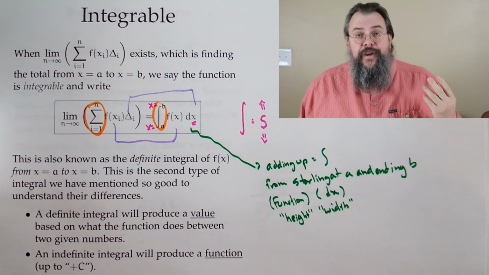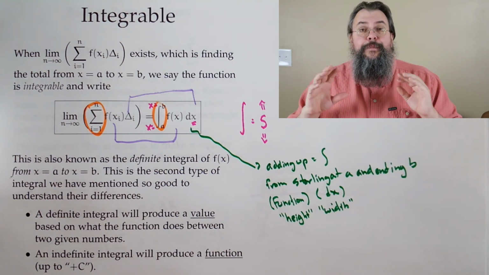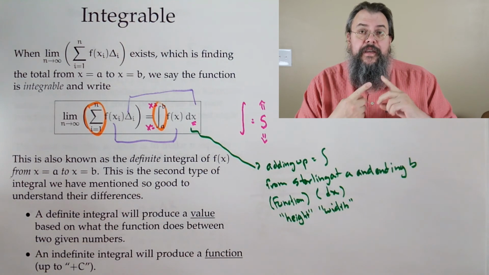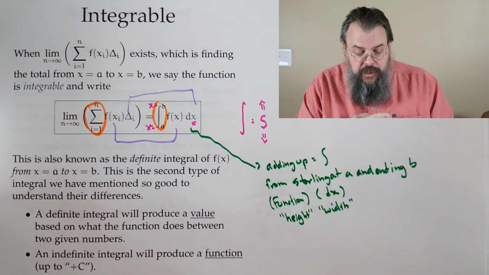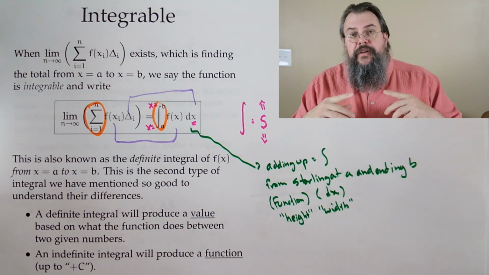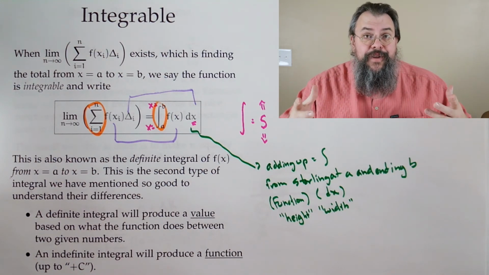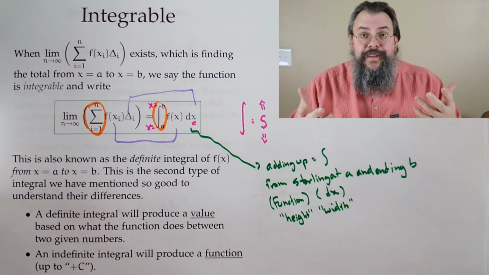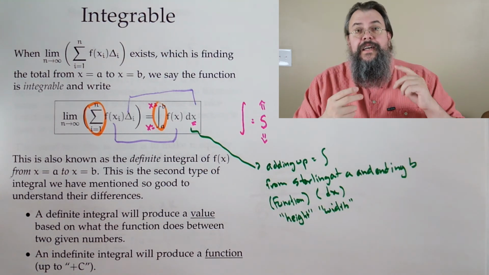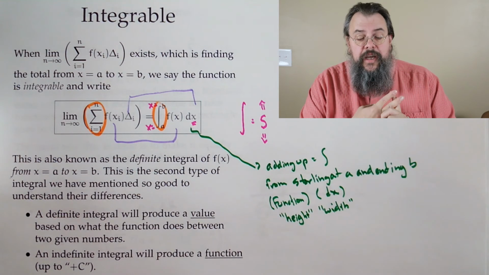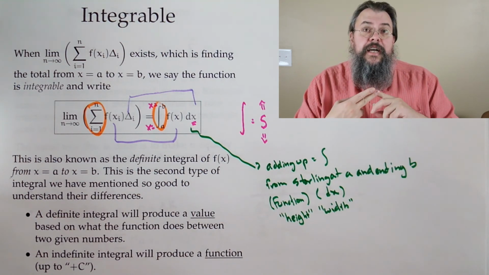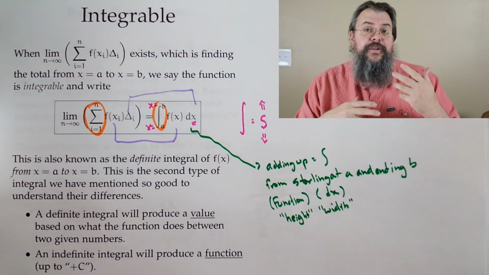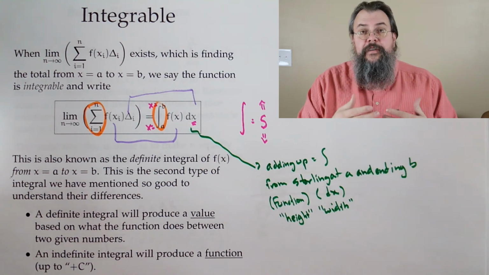Now, we have talked about two kinds of integrals. Make sure you know what they are. The definite integral is going to produce a number. In other words, we're trying to find a total of something, so the output is the total. An indefinite integral, on the other hand, is going to produce a function. It's the antiderivative. So it's going to have a very different flavor.